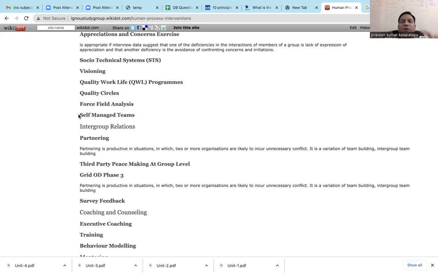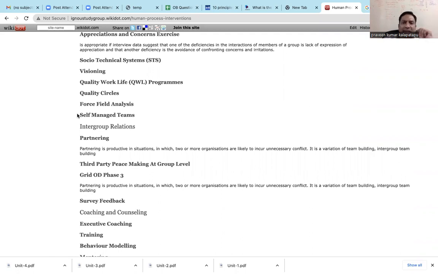Force field analysis is nothing but understanding the factors and forces which are going to operate, who is going to help you, who is going to oppose you, and those kinds of things, and then planning based on these forces and implementing the change. This Lewin theory came in the unit on resisting change. We talked about that particular thing there.